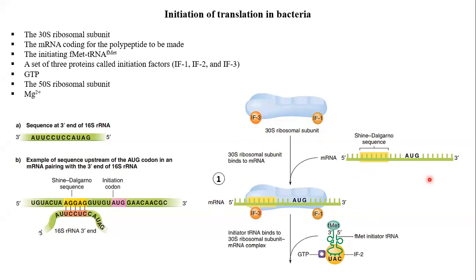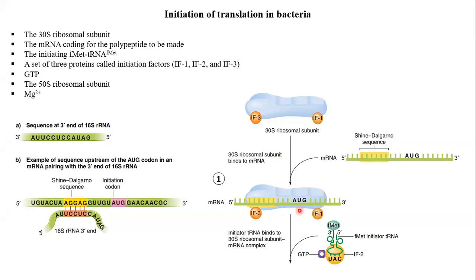Now, this mRNA has this SD sequence called the Shine-Dalgarno sequence. This Shine-Dalgarno sequence interacts with the 16S ribosomal RNA from the small subunit and positions this mRNA. Positioning of mRNA is important because now you can see these three sites. This is the E site, this is the P site, and this is the A site. Now you can see this AUG is correctly positioned at the P site.